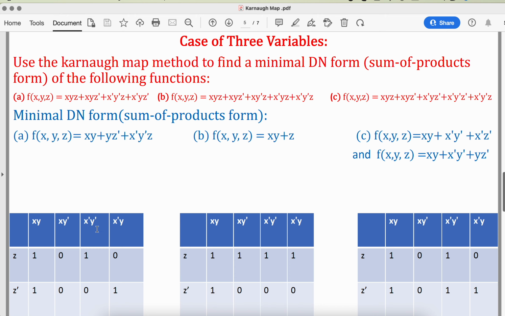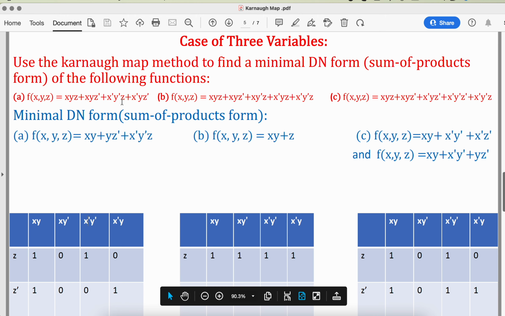X'y'z', we don't have x'y'z' here, so it is 0. X'yz, we don't have x'yz here, so it is 0. Again x'yz', it is 1 here. So we have constructed a table.